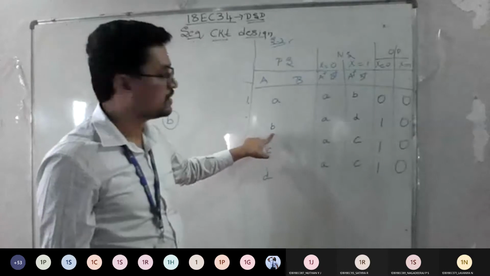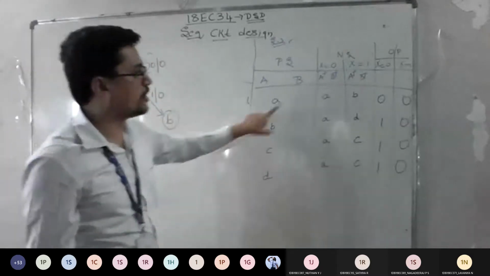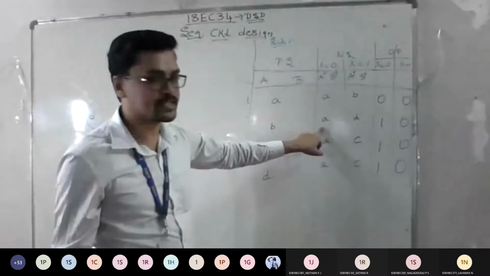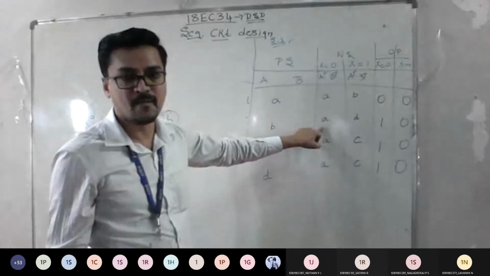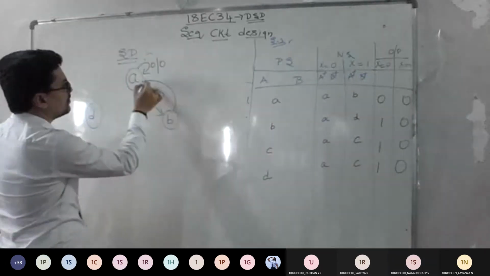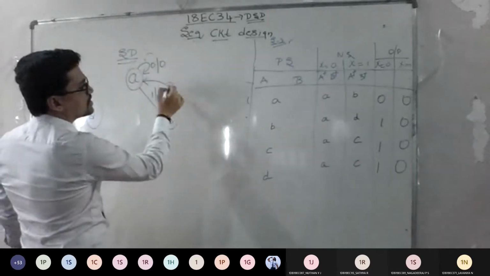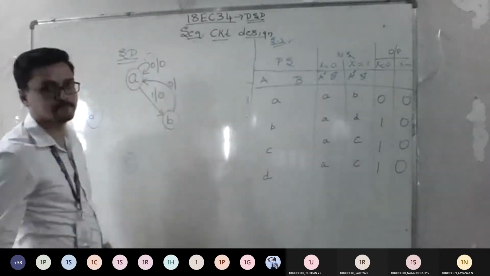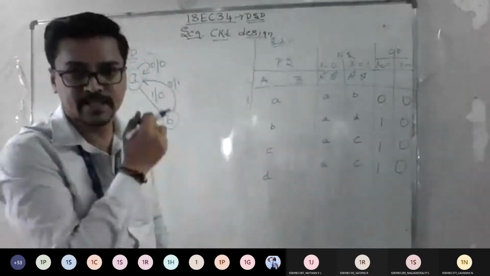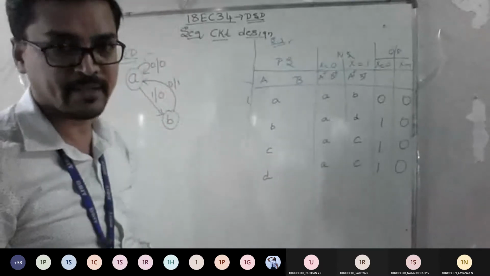So go with B. I am in B state, so for input x equals 0, what is the next state it tells? A. So from here I need to plot one more with an arrow mark going in. Input is 0. What is the output here? 1. So you should be very careful while marking the things in a state diagram. Try to write step by step so that you do not make any mistakes.